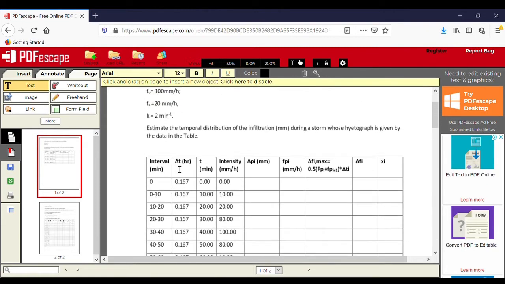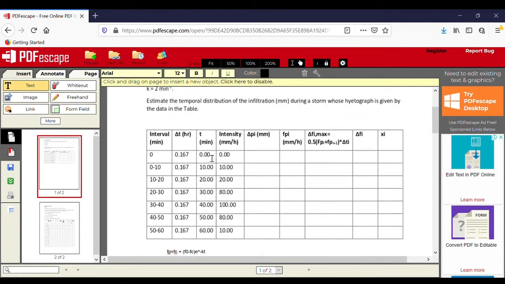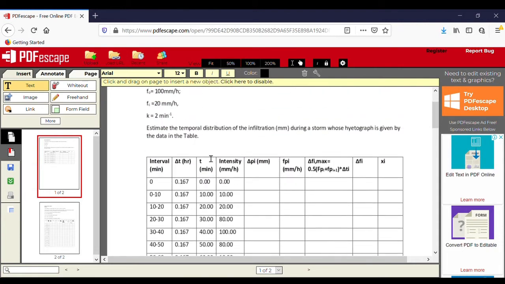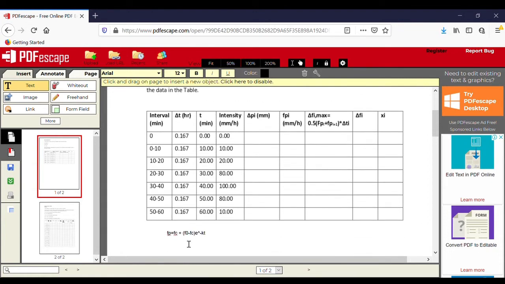Then we have T, which is your time. We have FP, the initial infiltration capacity, the maximum infiltration rate. P is the precipitation, and I is intensity. So normally you'll be given this, which is the equation for the Horton model.